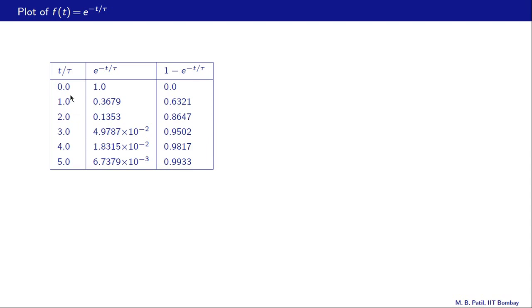For t equal to 0, e raised to minus t by tau is 1. For t equal to tau, it is 0.37. For 2 tau, it is 0.13. For 3 tau, 0.05. 4 tau, 0.018. And 5 times tau, it is 0.0067. So we see that as t increases, this function f of t gets closer and closer to 0.